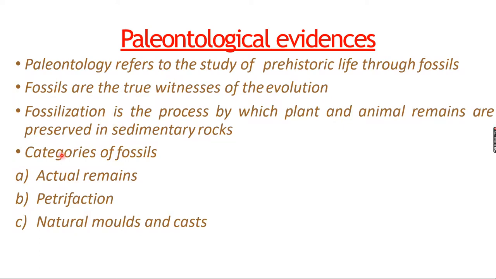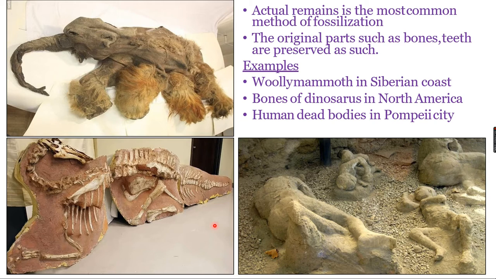There are various types or categories of fossils. Three main categories. They are called actual remains, petrifaction, and natural mold and cast. First, we'll see about actual remains. Actual remains means the whole body of the organism. It remains as such in the ice or in any preservative material.